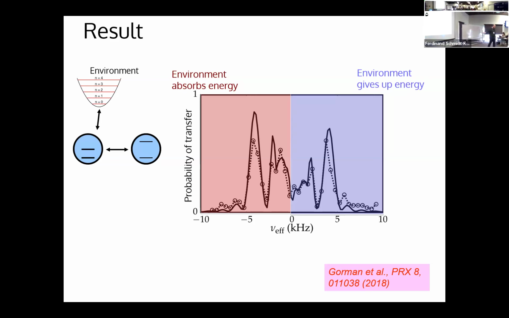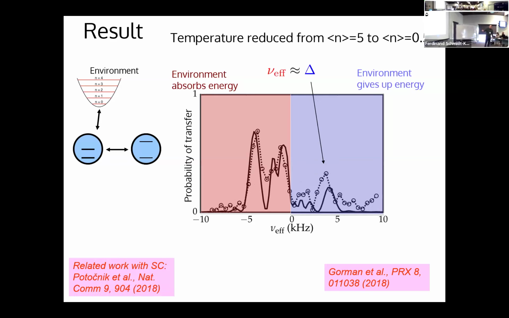And how can you show that it's really like this? You can now cool the ions to the ground state, okay? Not exactly, but you cool them much closer to the ground state. And now it is very hard to get some energy from the environment because there is none, okay? And that means you are getting no transfer to this side. Yes?